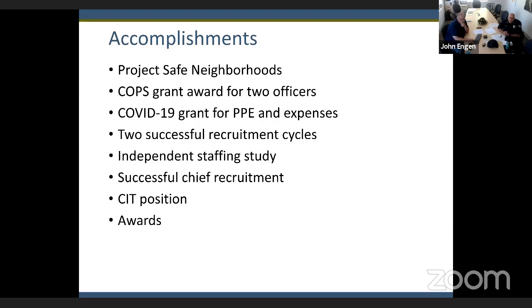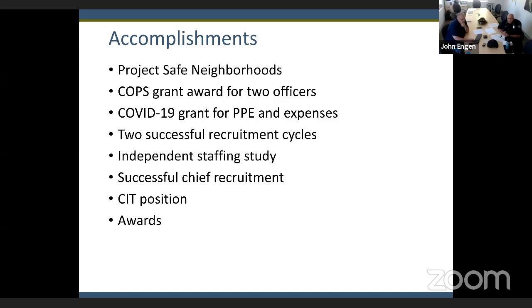We have the crisis intervention training position. That is a grant to give us a new non-sworn position that will coordinate all of the training that goes with our critical incident response. And that is going to be a position that will coordinate training for all first responders in Missoula. So it will be a collaborative group effort.